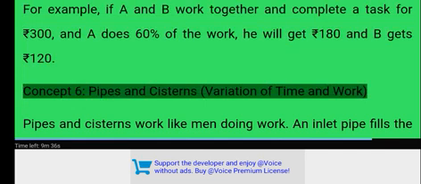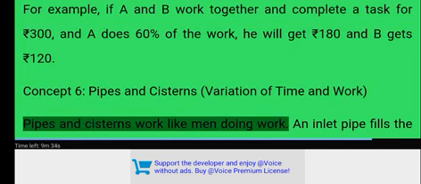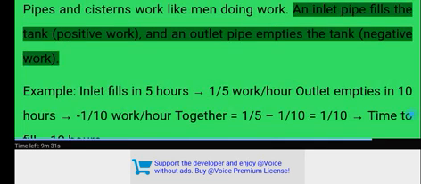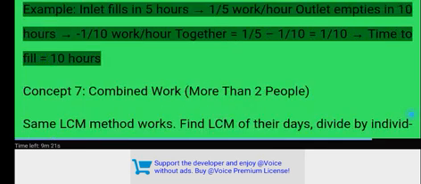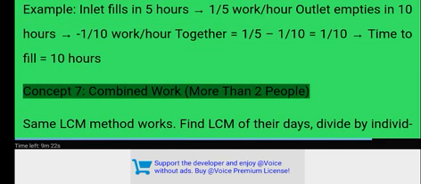Concept 6: Pipes and cisterns. Variation of time and work. Pipes and cisterns work like men doing work. An inlet pipe fills the tank, positive work, and an outlet pipe empties the tank, negative work. Example, inlet fills in 5 hours, so 1/5 work per hour, outlet empties in 10 hours, so minus 1/10 work per hour. Together equals 1/5 minus 1/10 equals 1/10, so time to fill equals 10 hours.